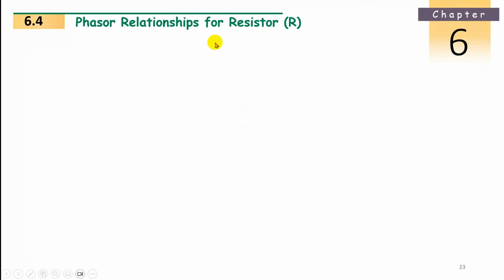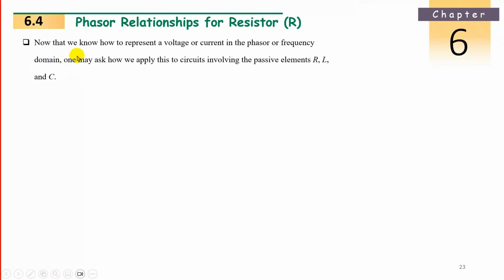So, the phasor relationship for a resistor, how will it be? Now that we know how to represent voltage or current in the phasor or frequency domain, voltage in cosine form and current also in cosine form in the time domain, as we studied, now we have to relate them. One may ask how to apply this to circuits involving passive elements R, L, C, resistance, inductance and capacitance: how will the voltage and current be related with the resistance, inductance and capacitance?